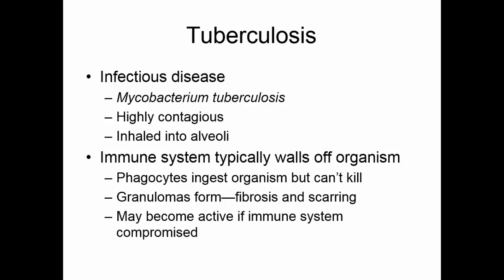Now, this walling off uses fibrosis, and there's some scarring of the lungs. Typically, however, this walling off of the organism prevents the individual from having an active case of tuberculosis. And this works as long as the immune system stays healthy. But as people age and their immune system becomes compromised by age, the tuberculosis organism may break free of this confinement, and an active case of tuberculosis may result many years after the initial infection.